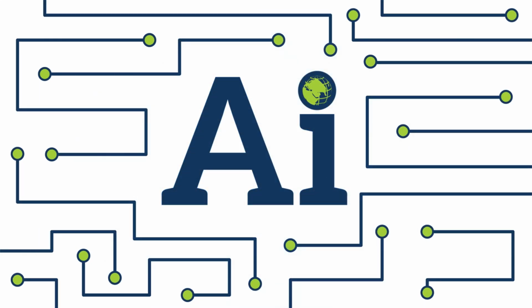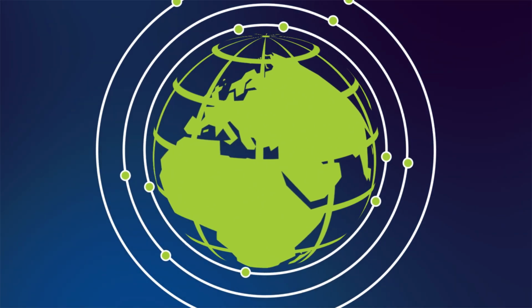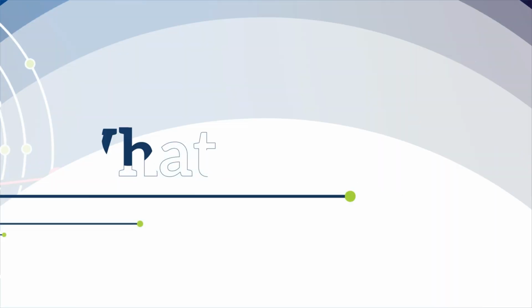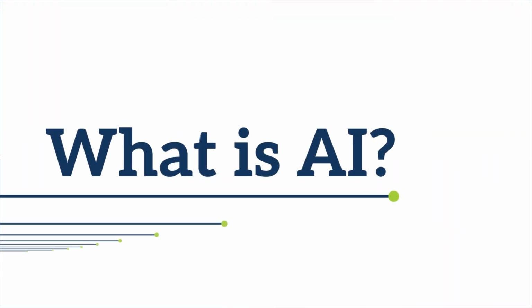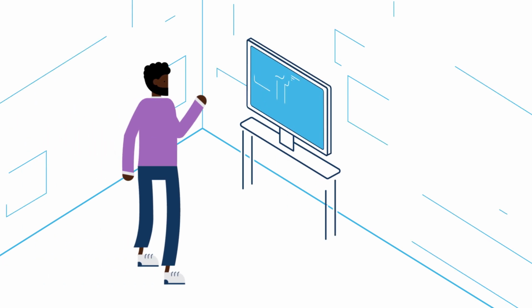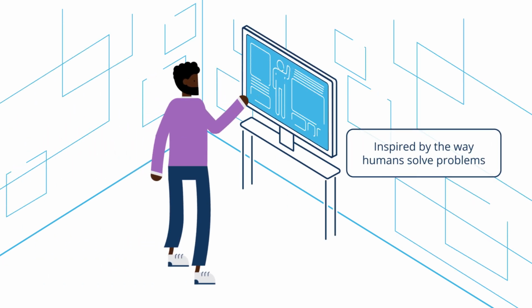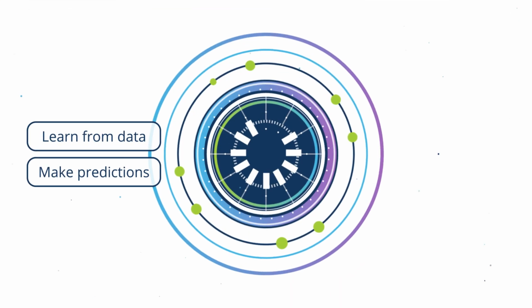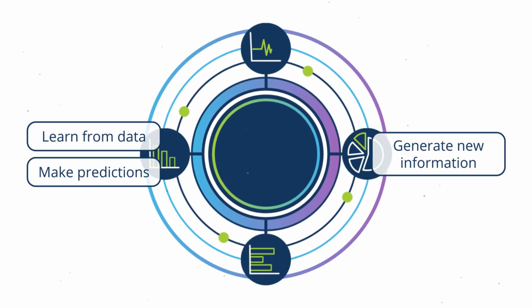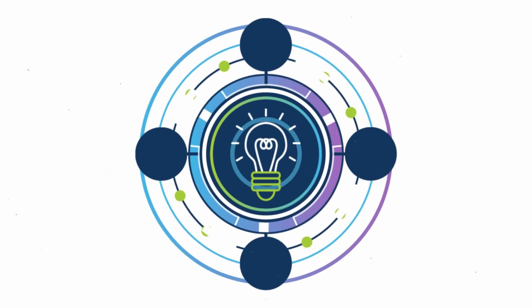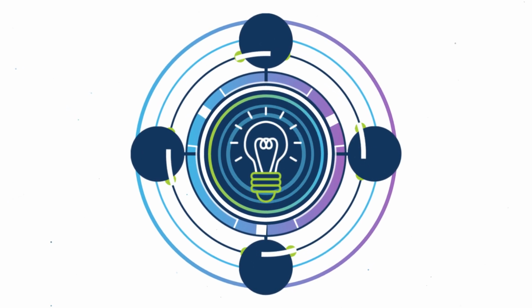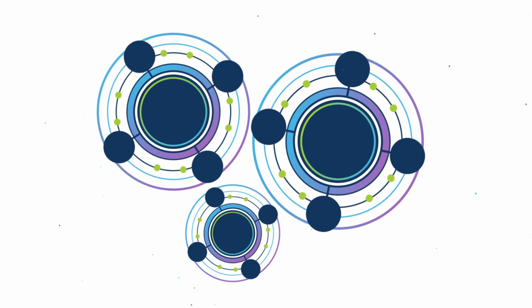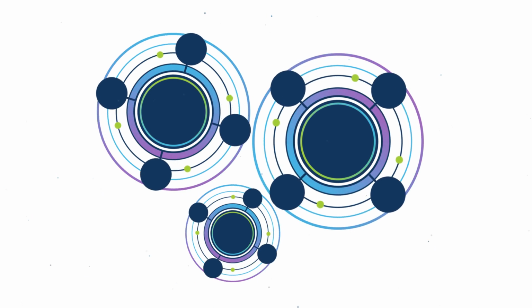Artificial intelligence is everywhere. It touches every aspect of our lives. But what is AI? AI systems are computer programs that are inspired by the way humans solve problems. Most of these systems learn from data and either make predictions or generate new information. Some AI systems can also adapt to new information and continually improve over time, making them powerful tools for solving complex problems.